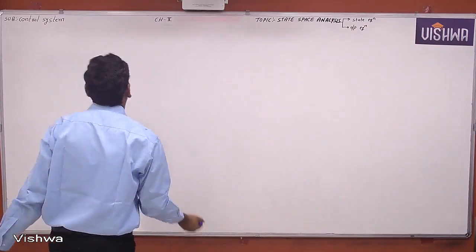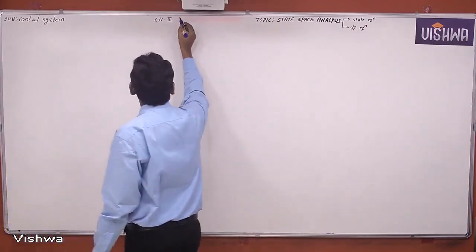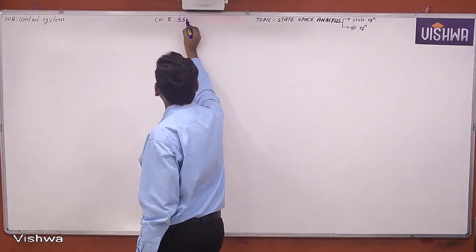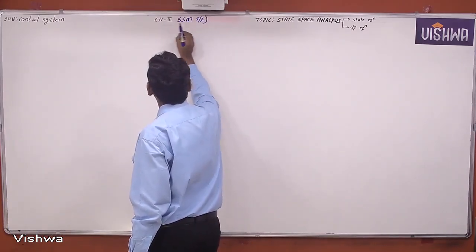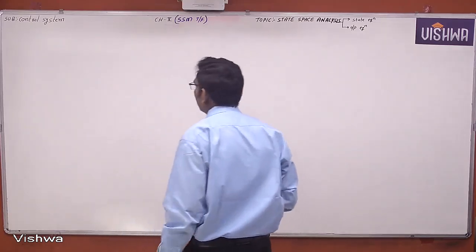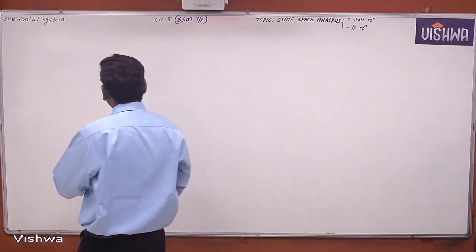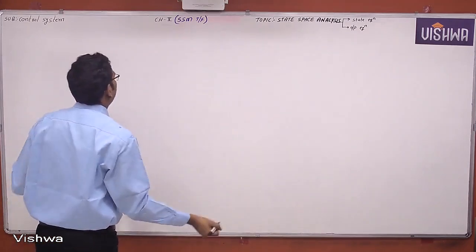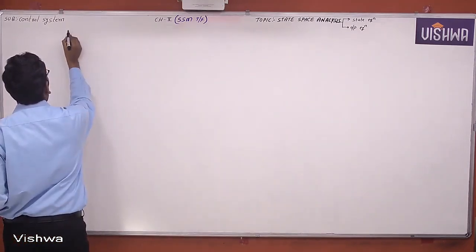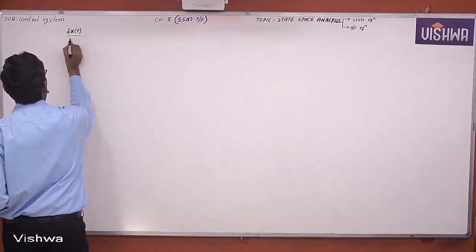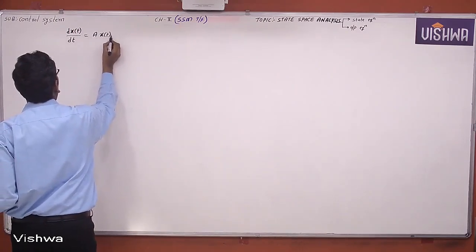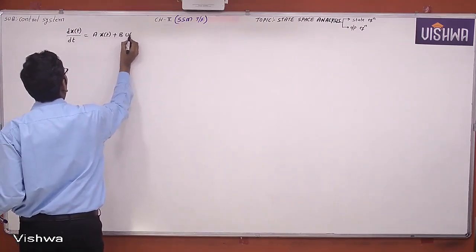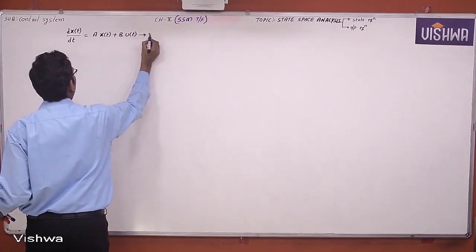So now the first one I want to explain is the state space model transfer function. Whatever the question may be, first of all, tell me what the state equation is. This is the state equation: dx of t by dt equals A into x of t plus B into u of t. This is the state equation, right?